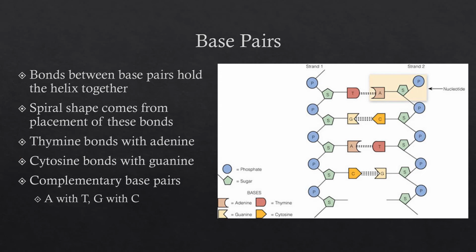So anytime there is a thymine, the complementary nucleotide that is going to be attached to it will be adenine. And anytime you see a cytosine, the complementary bond will be guanine, and it's the reverse as well. So if you see adenine, it's going to be thymine that goes with it. If you see guanine, it's going to be cytosine that goes with it. So these are our complementary base pairs.